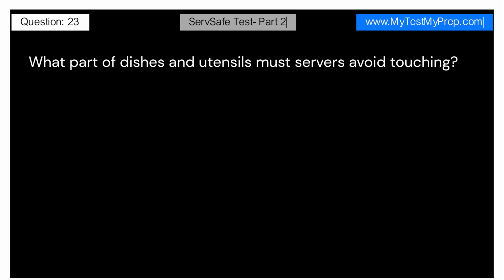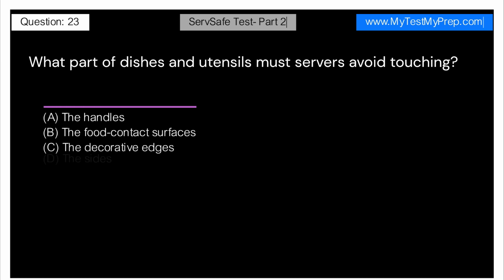What part of dishes and utensils must servers avoid touching? A. The handles. B. The food contact surfaces. C. The decorative edges. D. The sides.